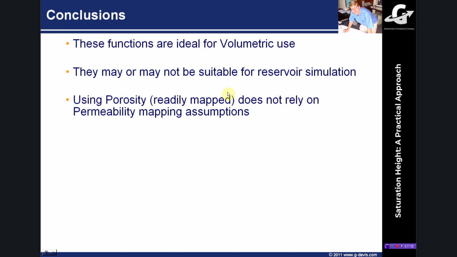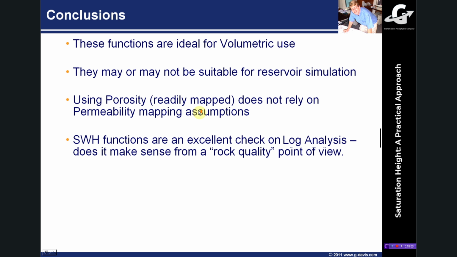Using the porosity, obviously it's readily mapped, readily available, and we don't have to rely on permeability mapping assumptions. Again, we can introduce more error by our estimates in permeability, or not being able to map permeability appropriately. But nevertheless, there are some times where you do need to consider the permeability effects and maybe derive a function using permeability equations.